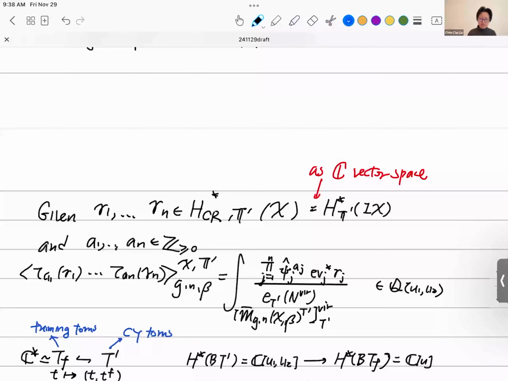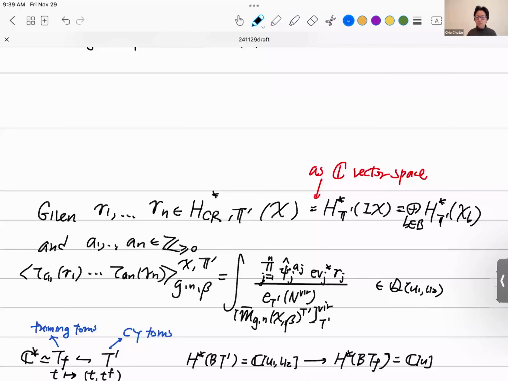And as a C vector space, the T prime equivariant Chen-Ruan cohomology is just the T prime equivariant cohomology of the inertia stack. So this is a direct sum. But as a graded vector space, we need to shift the twisted sectors by twice the age. So now the state space is the equivariant Chen-Ruan cohomology of the toric Calabi-Yau 3 orbifold.